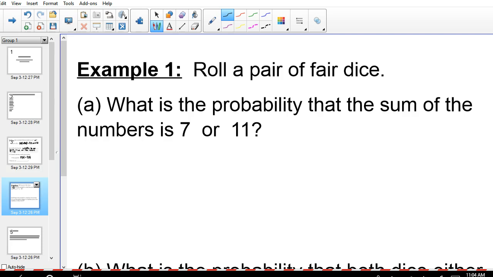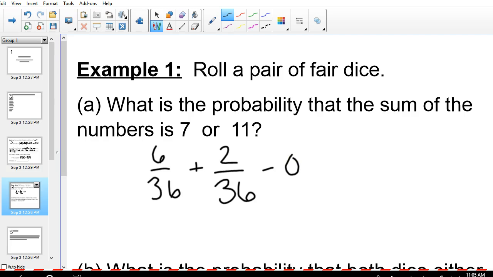or 11? Okay, so if you look at that list, how many different combinations have the sum of 7? There are 6, right? So you could do 6 out of 36. And how many combinations have a sum of 11? Only 6 and 5 and 5 and 6, right? So there's only 2 out of 36. How many of them have a sum of both 7 and 11 at the same time? None. That can't happen, right? These two things are mutually exclusive. You can't get 7 and 11 at the same time. So you could think of subtracting a 0 here or not write it at all. So you would end up with 8 over 36, which is going to reduce to 2 over 9.